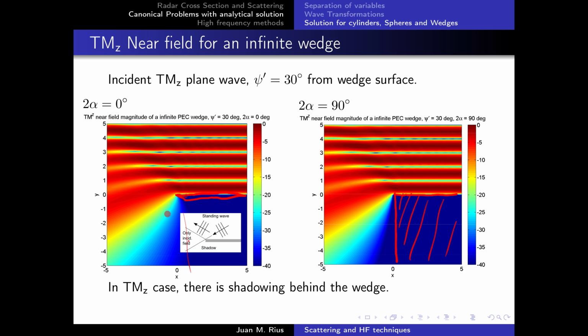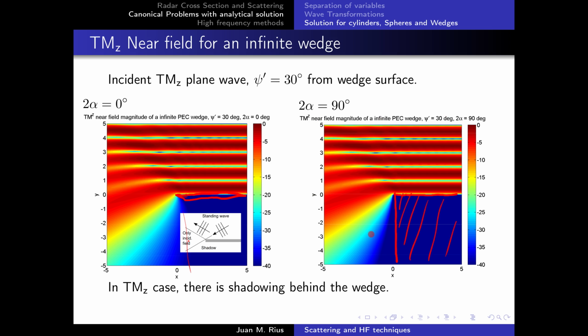And you can compute, remember that there are techniques and tables and graphics to compute the fields in this region due to diffraction. We have a very similar pattern of the field in the 90 degrees case. We have the reflection, the standing wave due to the reflection, and the summation of the incident field plus the reflected field produces the standing wave.